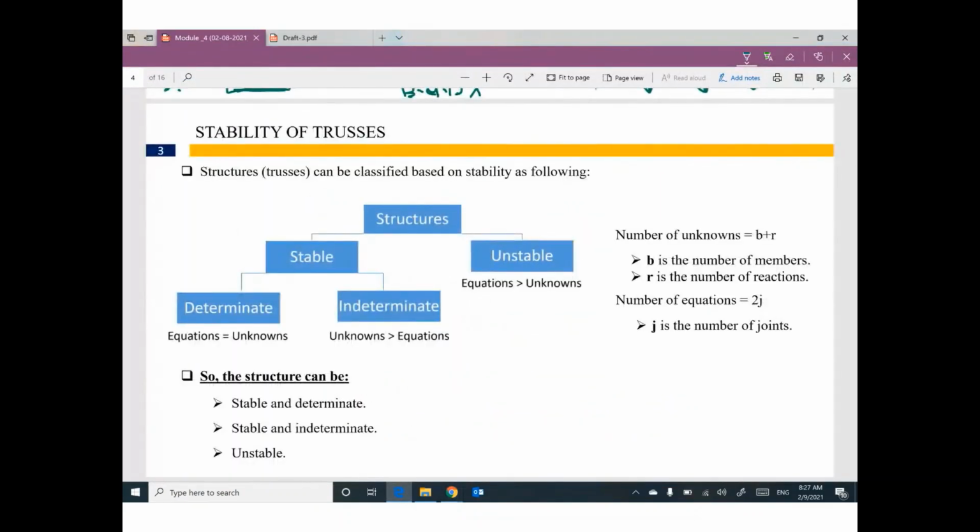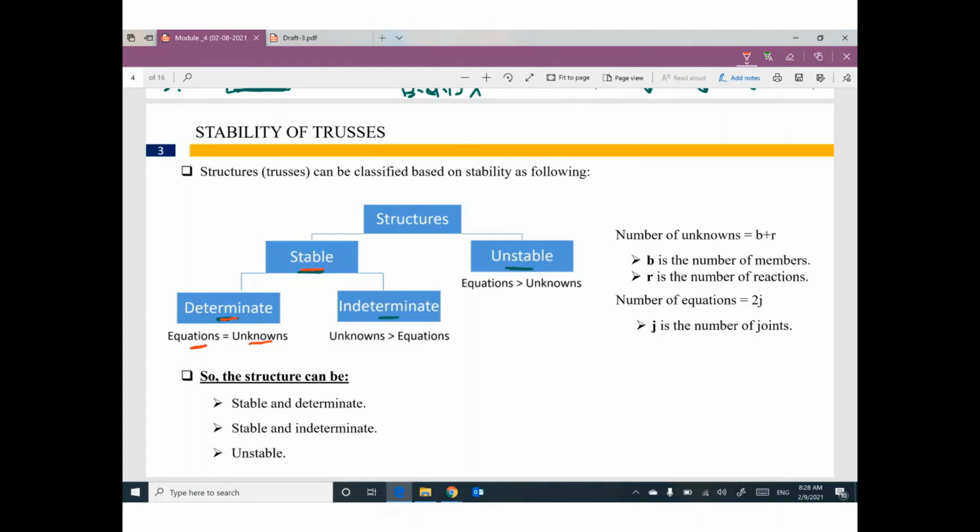Truss looks like any other structure. Can be stable or unstable. If your structure is stable, it can be determinate or indeterminate. How can I figure out the indeterminacy of a structure? Is it stable or unstable? We need to figure out the relationship between the number of equations and the number of unknowns. If the number of equations equals the number of unknowns, your structure is stable and determinate.